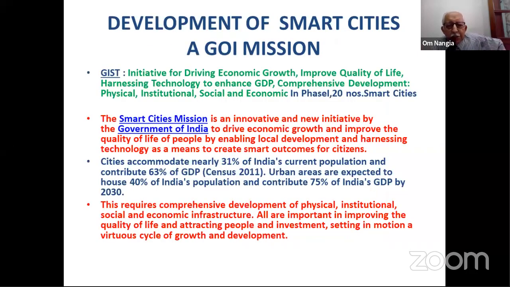Now, development of smart cities, a Government of India mission. It has some points, but I will just tell you the gist of the whole slide: the initiative for driving economic growth and improving quality of life, harnessing technology to enhance our GDP. The smart cities will give a lot of relief to government as far as economy is concerned, and then comprehensive development of physical, institutional, social and economic aspects. All these will be enhanced. And as I said, in phase one, 20 smart cities have been enlisted, and based on the experience, 100 more cities will be developed.